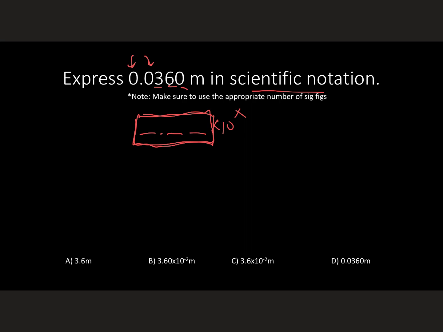So if we have 3.60 times 10 to the negative second, right? So we have 1, 2, 3 significant figures, right? So we have 3.6 times 10 to the negative second, and we're in meters, right? So that's going to be B.